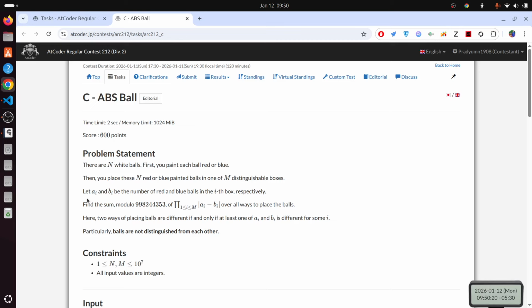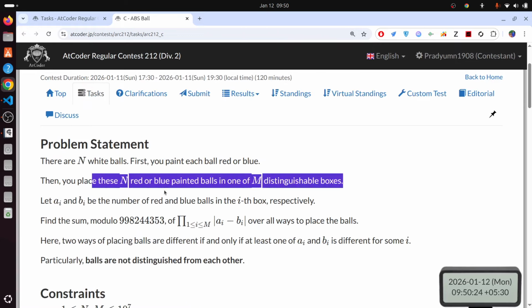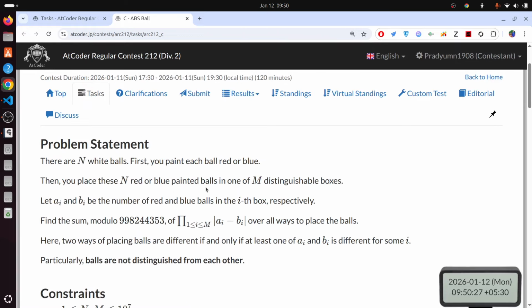There are n white balls. First you paint each ball red or blue. Then you place these n red or blue balls in one of m different, or m distinguishable, boxes. Let ai and bi be the number of red and blue balls in the ith box respectively. Find the sum, modulo this number, of the product from 1 to m of mod of ai minus bi over all the ways to place the balls.